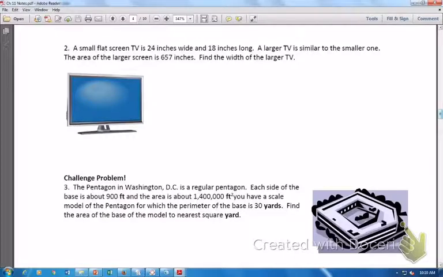Well, the area of the small is 24 times 18, which is indeed 432 square inches. So if I write the ratio of big TV to small TV, that's going to be equal to the ratio of their corresponding side lengths squared. Remember, areas are squared. So widths, I need widths.